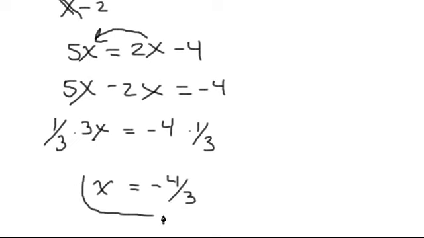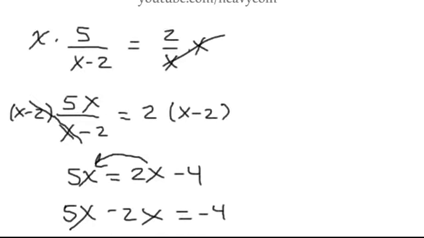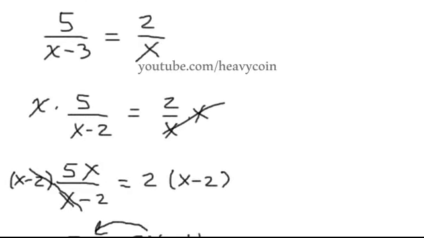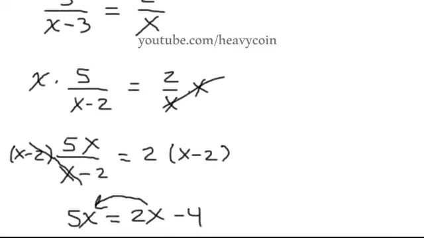And then of course you know how to check that. You just take that number, negative 4/3, and you would plug it back into the original. The negative 4/3 in the left hand side should equal the right hand side. Plug negative 4/3 in for x. Easy enough.